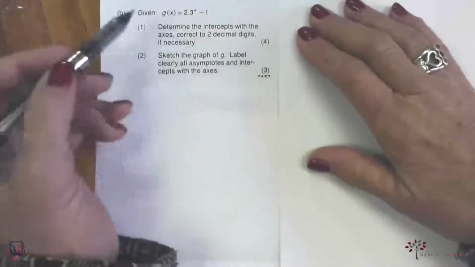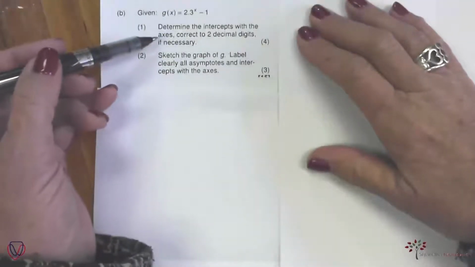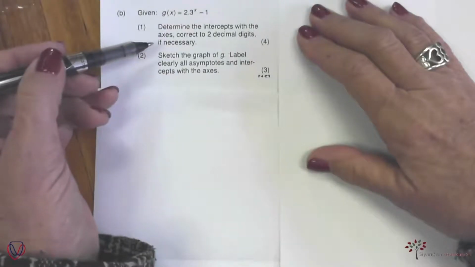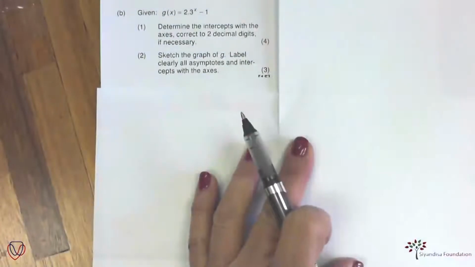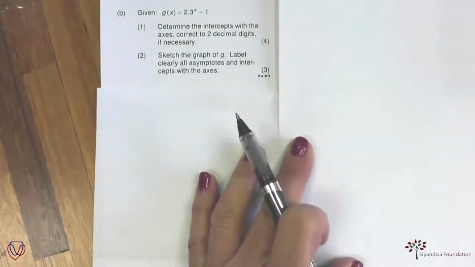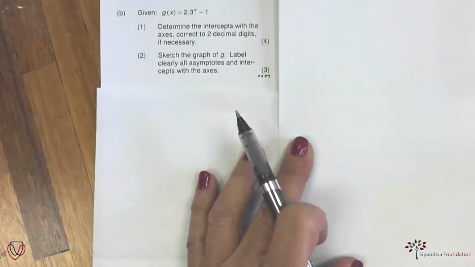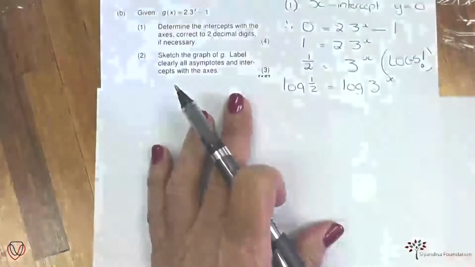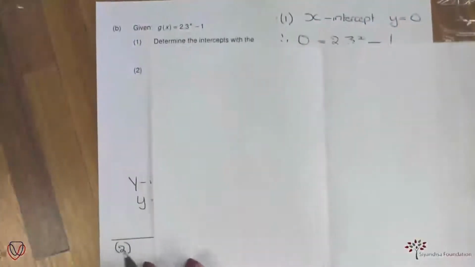Now, they said, determine the intercepts with the axis correct to 2 decimal digits if necessary. Now, how do you determine the intercepts with axis for all graphs? You make x 0, you make y 0, and then you will have the intercepts on the axis. So let's have a look. We did that one, the x-intercept.